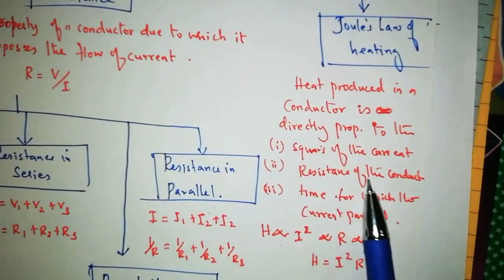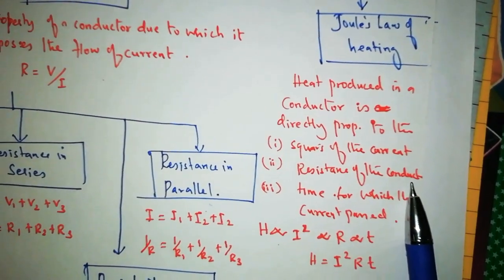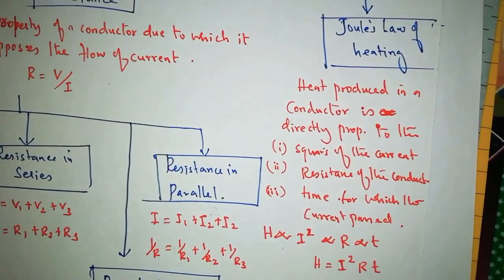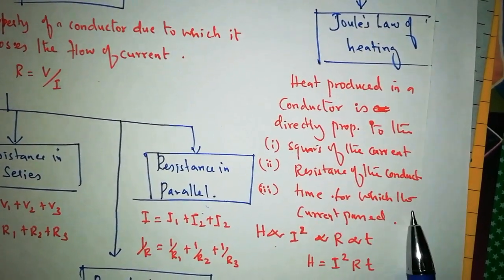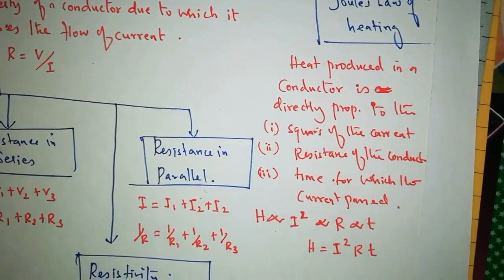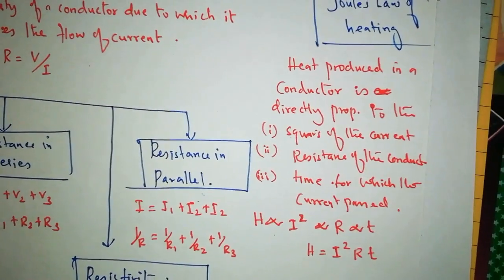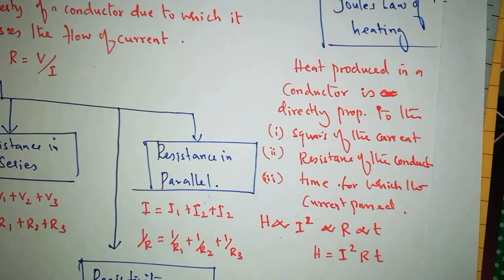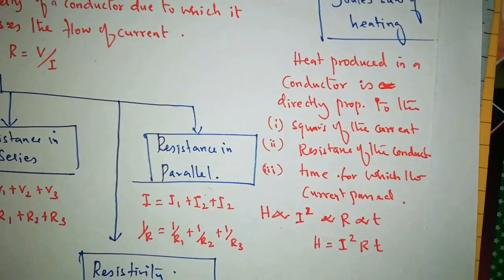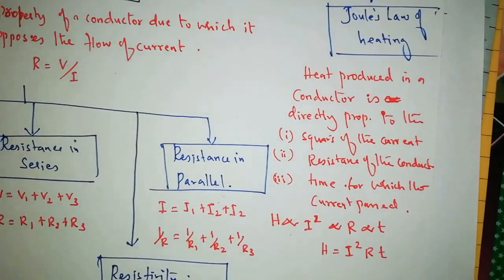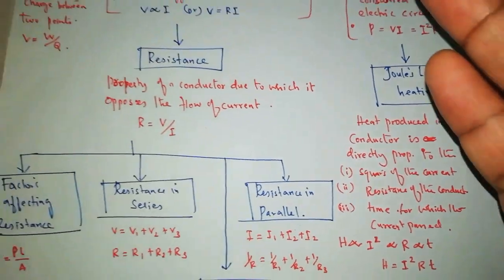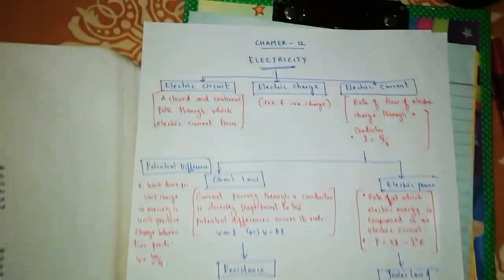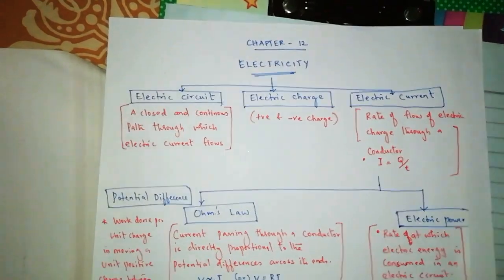And there is the resistance of the conductor. Yes, of course, if more resistance, more heat energy. And the time for which the current is passed. How much time was the current running? If the fan is running for the whole day, then go and touch the fan and see. It produces more heat, right? That means how much time the current is passed matters. So we are going to learn about this Joule's law of heating. This is the overview of this chapter, electricity.